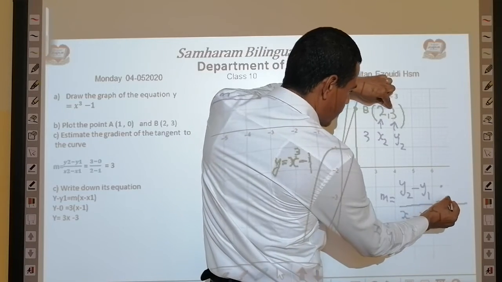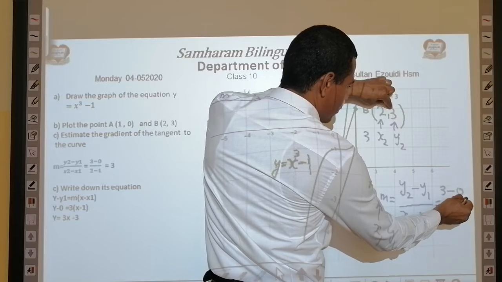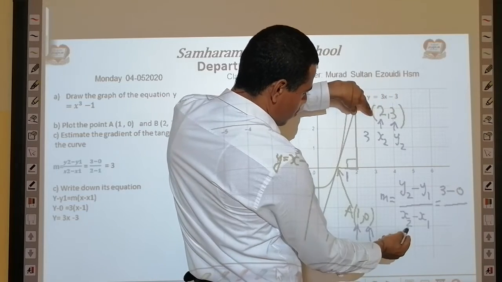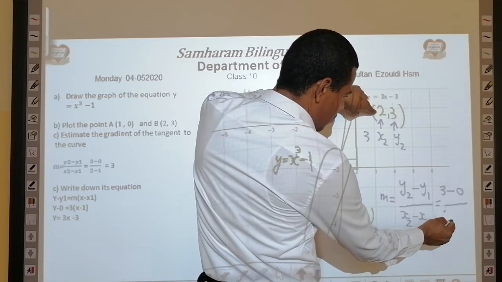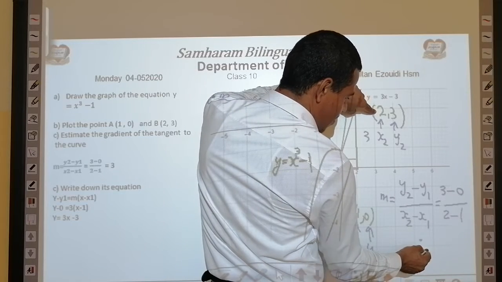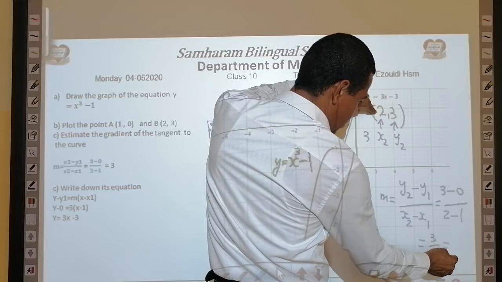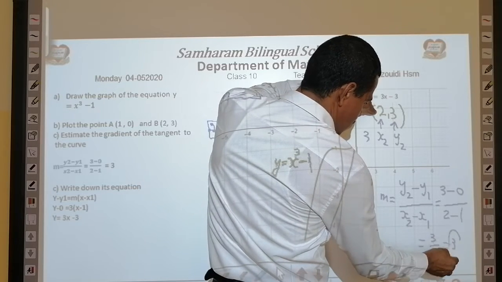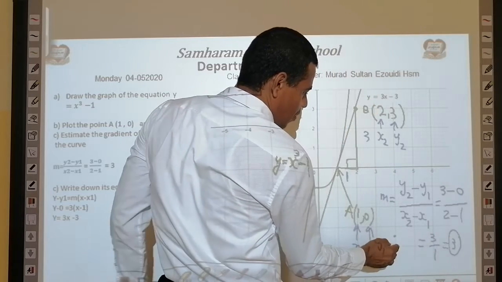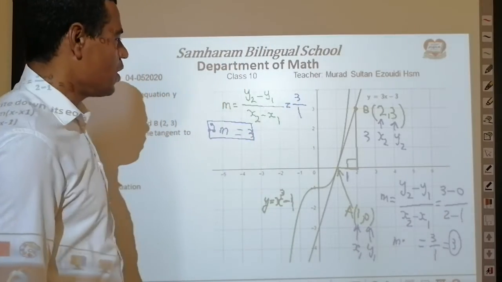Is 3 minus y1 is 0, good boy. Over x2 is what? Is 2 minus x1 is 1. So this one, my learners, it will be 3 divided by 1 gives us 3. Therefore, m equals 3.